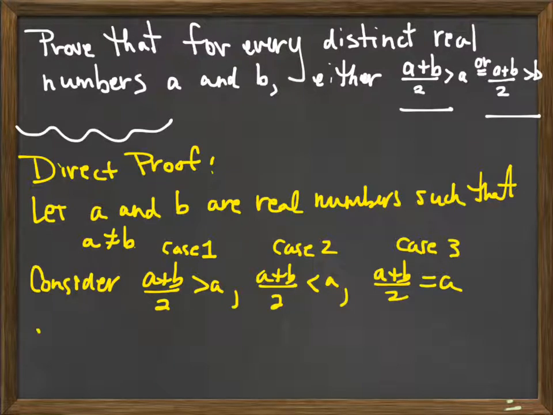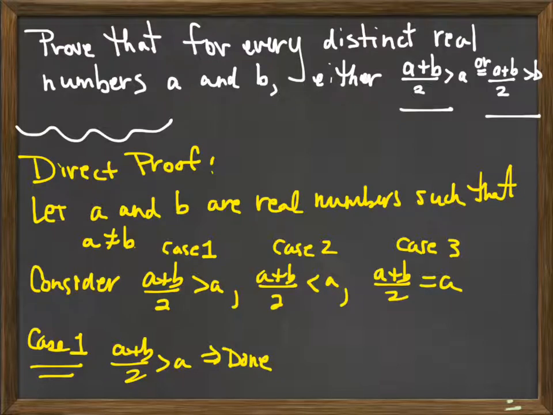In case 1, if (a + b)/2 is greater than a, then we're done. Because what we were trying to show is that given distinct numbers a and b, either (a + b)/2 is greater than a, or this other statement. So if (a + b)/2 is greater than a, then we're done. Now I'm actually going to jump to the third case.